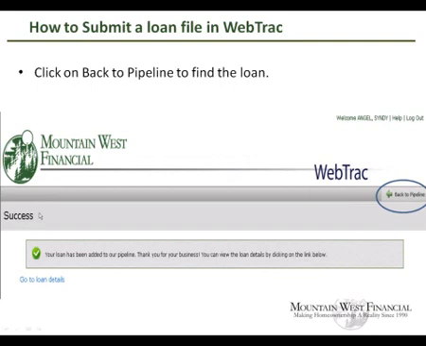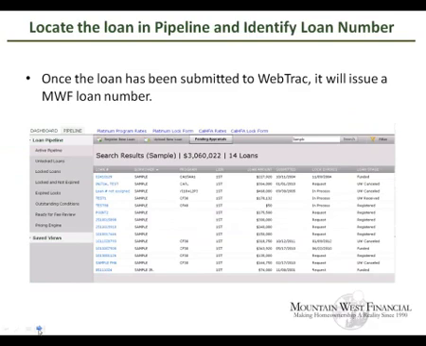Once you get confirmation that it has been uploaded successfully, you'll go back over here where it says Back to Pipeline. And this is what it looks like once you hit back to your pipeline. Now if you take a look to the left, you will see the loan number column.